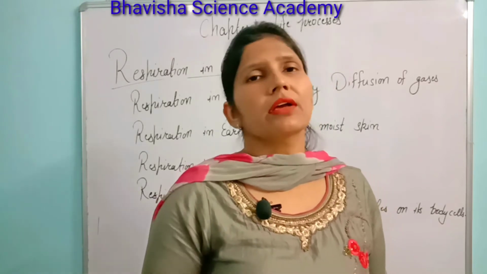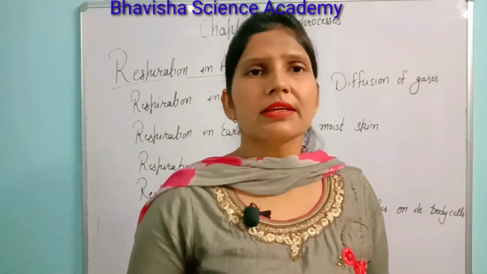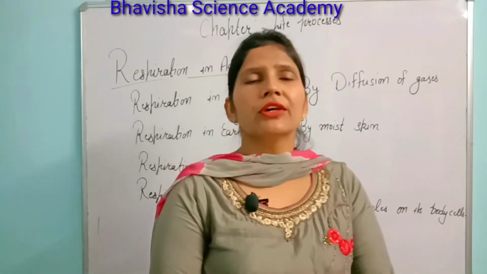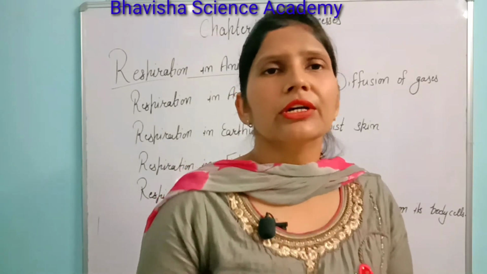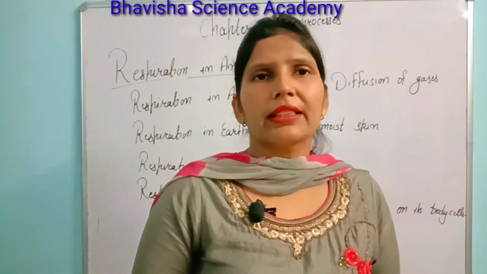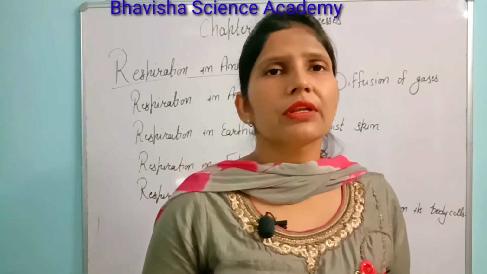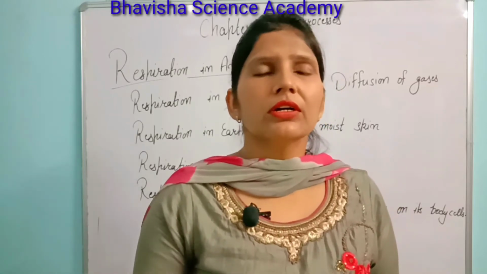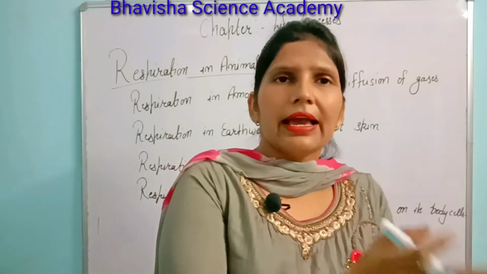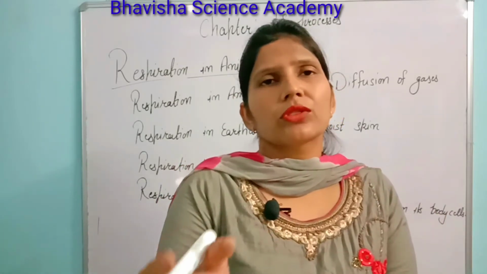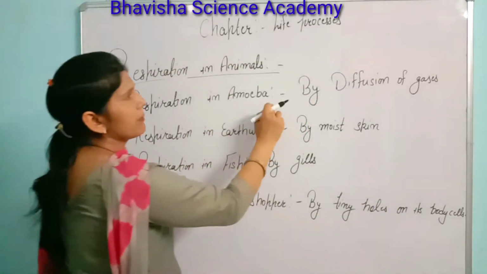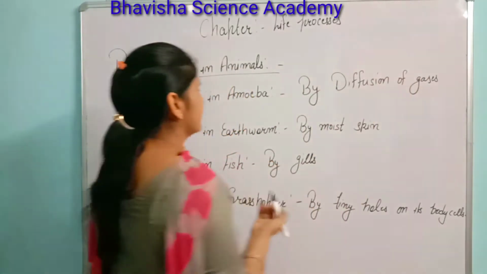Respiration cannot occur only by the diffusion process as in plants. There are so many types of animals, unicellular and multicellular. Unicellular organisms like amoeba can obtain the gases by the process of diffusion because they live in water. Oxygen in water can easily diffuse inside the body and carbon dioxide easily comes out through its body by the process of diffusion. So respiration in amoeba is by diffusion of gases.